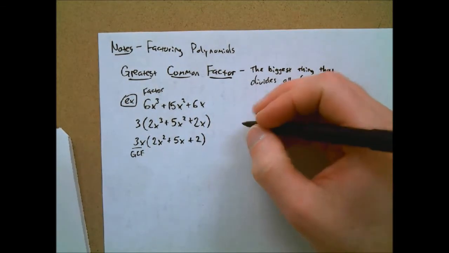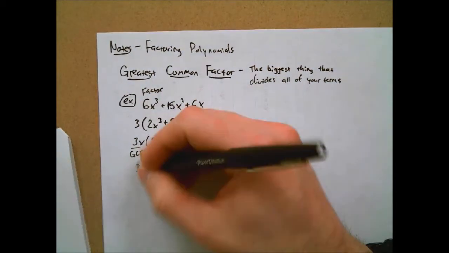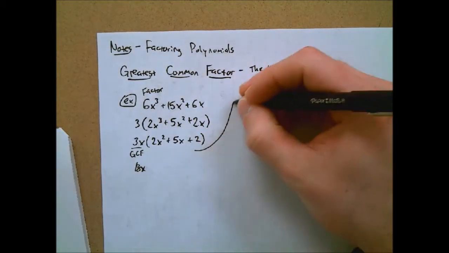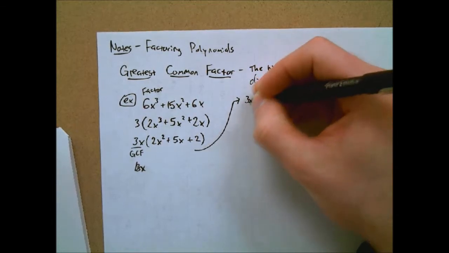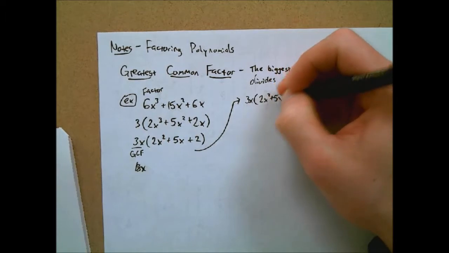Okay, so I'm going to leave the 3x. Okay, actually I'll do it over here. I'm going to bring this up here now. Okay, so now I've got the 3x, and then I still have the 2x squared plus 5x plus 2.